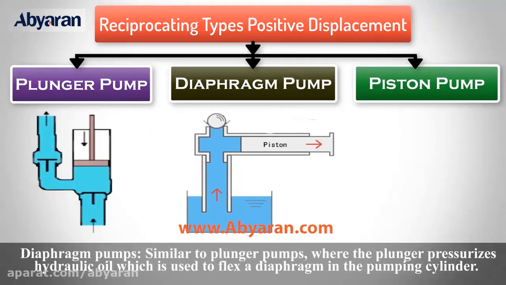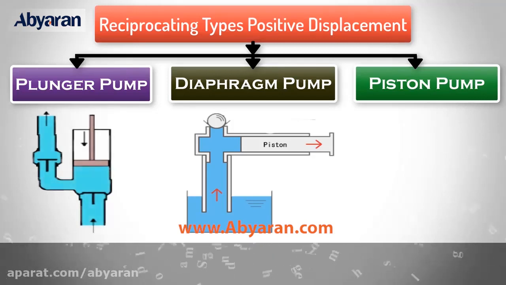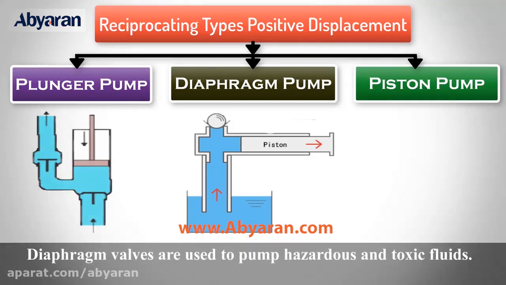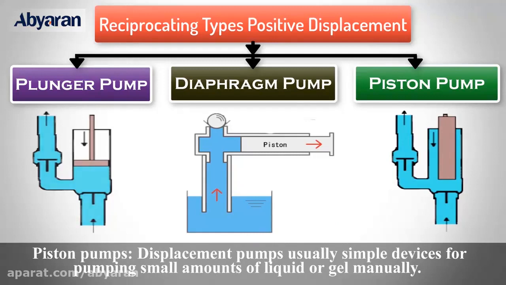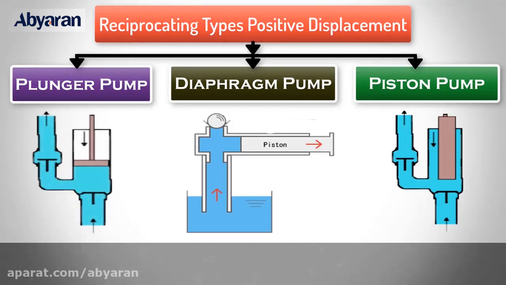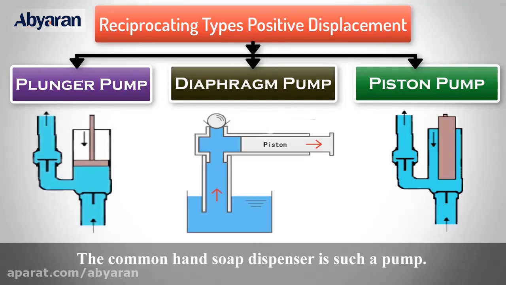Diaphragm pumps. Similar to plunger pumps, where the plunger pressurizes hydraulic oil which is used to flex a diaphragm in a pumping cylinder. Diaphragm pumps are used to pump hazardous and toxic fluids. Piston pumps. Displacement pumps are usually simple devices for pumping small amounts of liquid or gel manually. The common hand soap dispenser is such a pump.